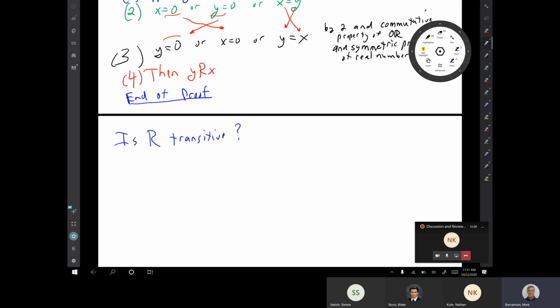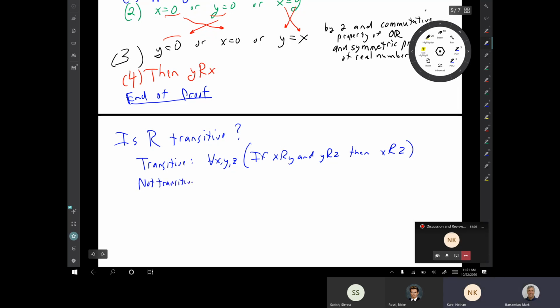Great. So let me write down the definitions. Transitive means that for all x, y, z, if x R y and y R z, then x R z. And not transitive means there exists an x, y, z such that x is related to y and y is related to z and x is not related to z. And so the key thing here is this: there exists. You got to show me an example.